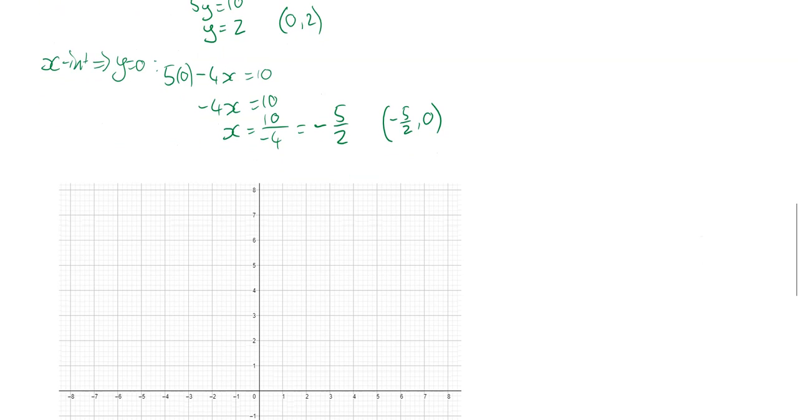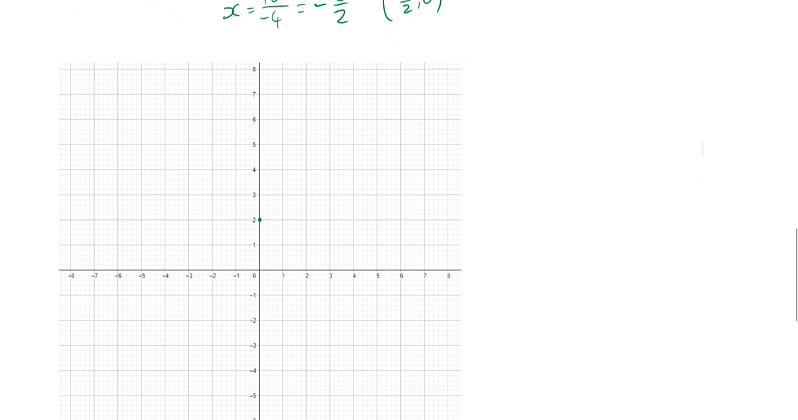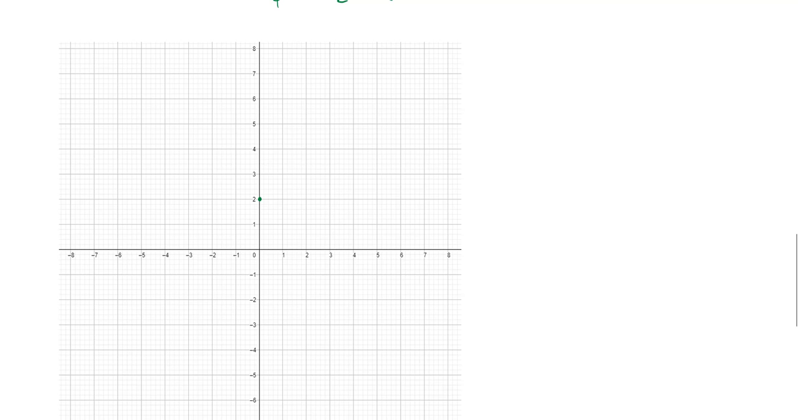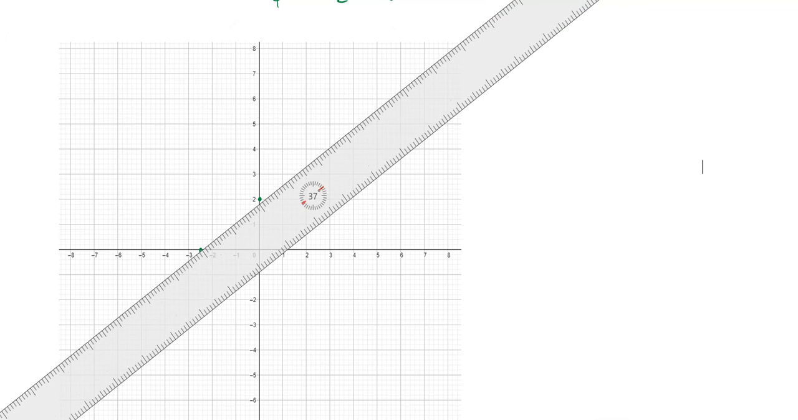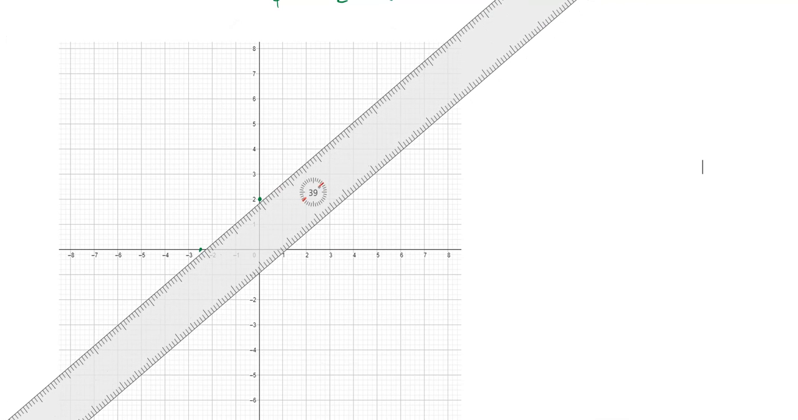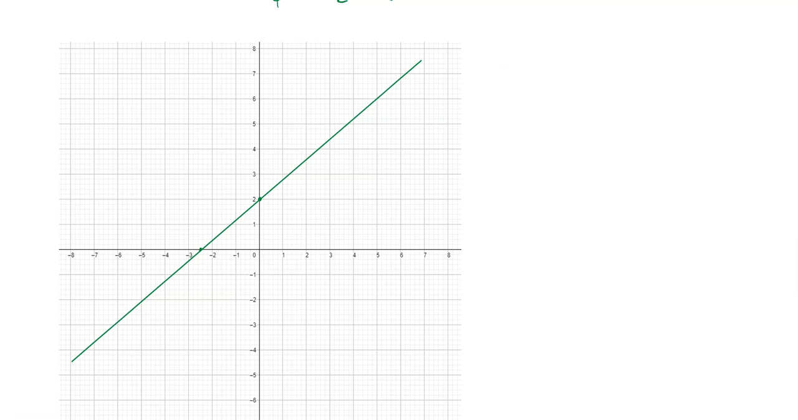And we have 2 points there. So 0, 2 is my first one. And the next one was negative 5 on 2, 0. Negative 5 on 2 is negative 2.5. It's about there. And those are my 2 points. Get my ruler out. Is my gradient positive or negative here? Yeah, positive. The graph's going up. It's a good thing to note. And essentially done. I've plotted it.